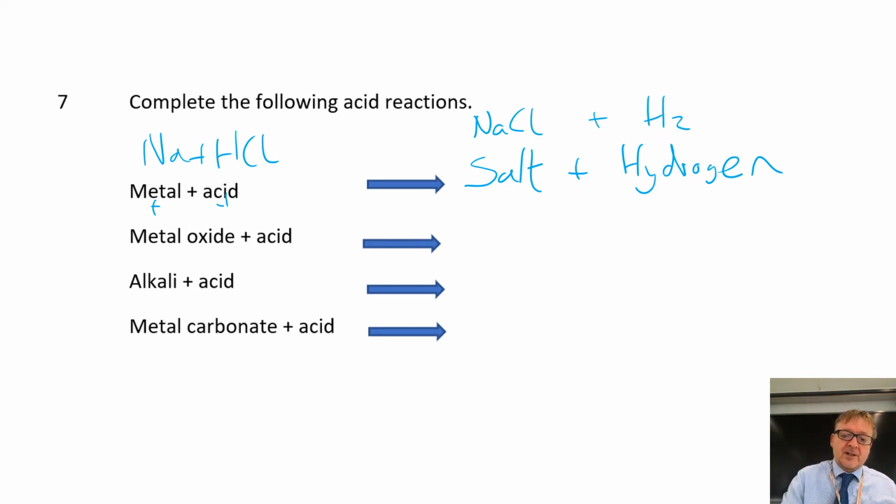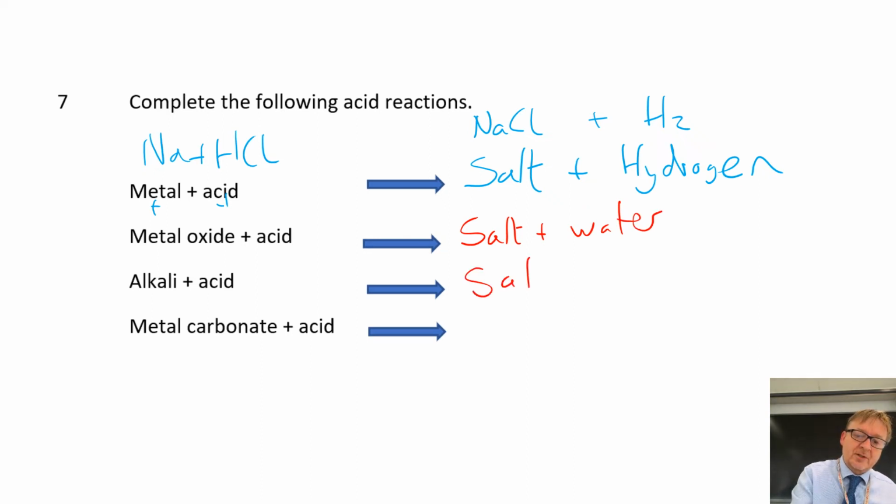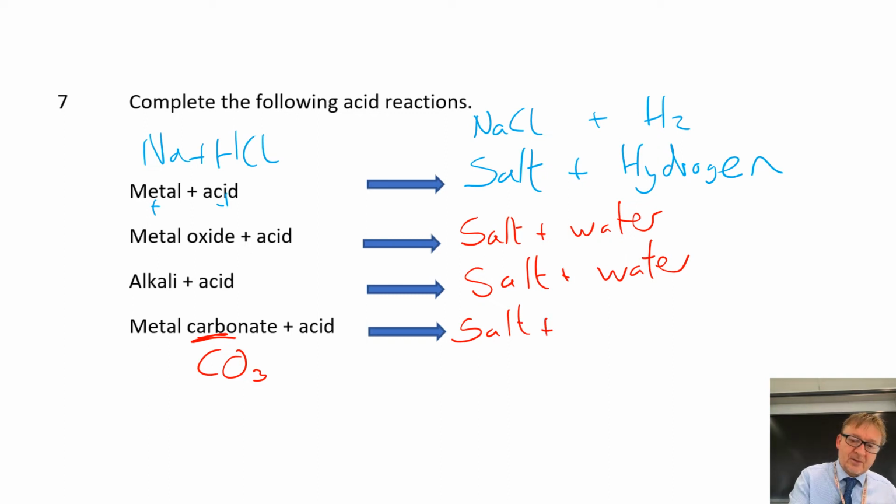A metal oxide and an acid, you get salt plus water. An alkali and an acid, you also get salt plus water. If you get a metal carbonate, there's a clue in it, it's often a CO3, a carbonate. What you get is salt plus water plus CO2 gas being given off.